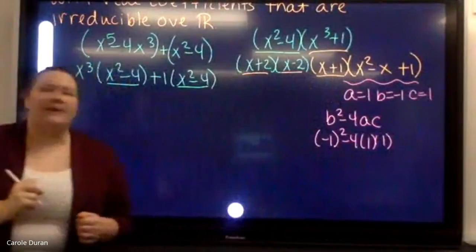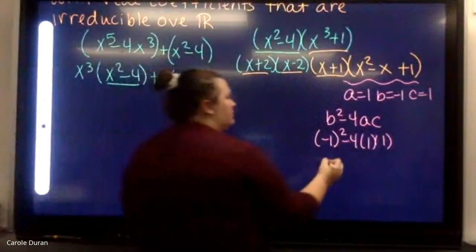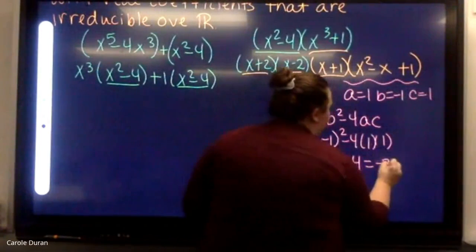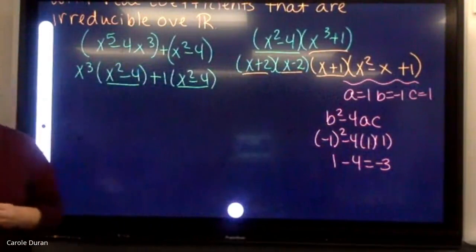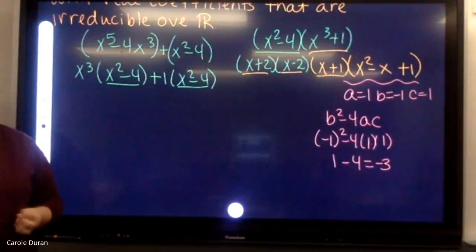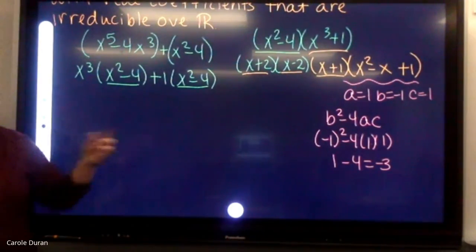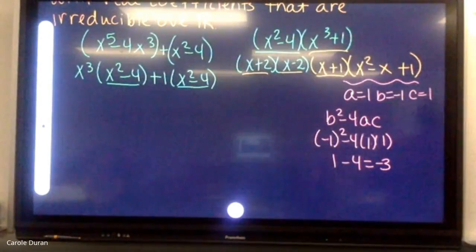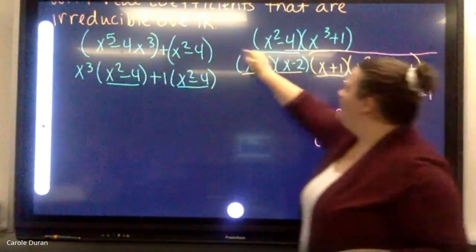I go ahead and simplify it out. Negative 1 squared is 1. 4 times 1 times 1 is 4. 1 minus 4 is negative 3, which tells me that I would have a negative 3 under the square root in my quadratic formula, which means I would have an i in each of my zeros, which means that this is irreducible over the set of real numbers because I would get a complex answer. So this is the answer to part A.